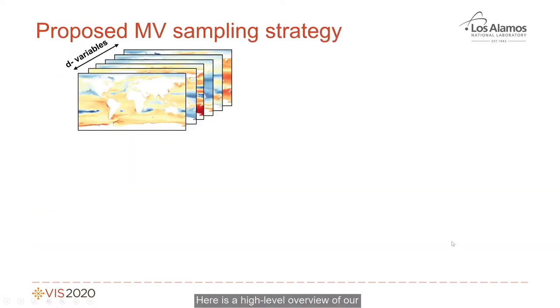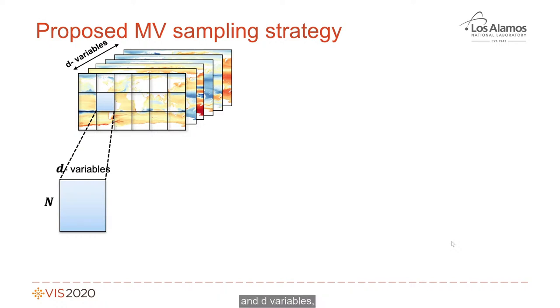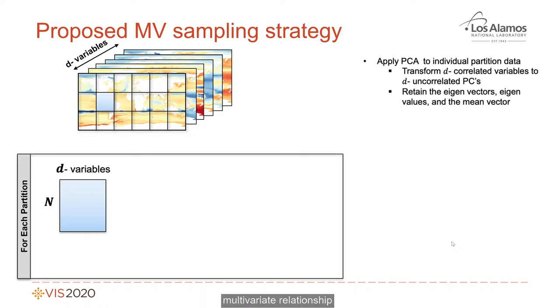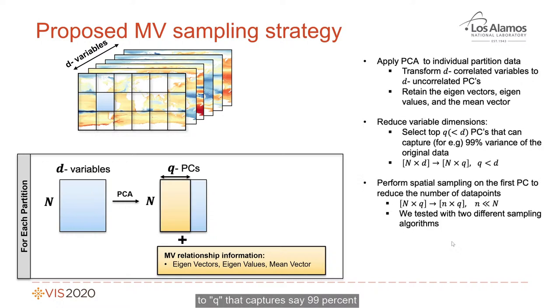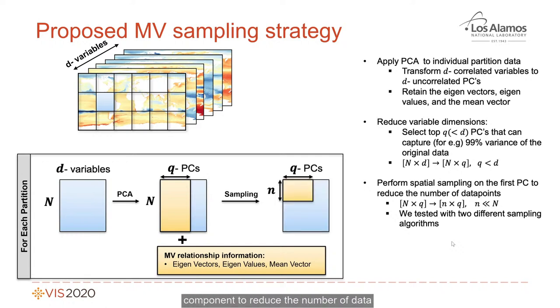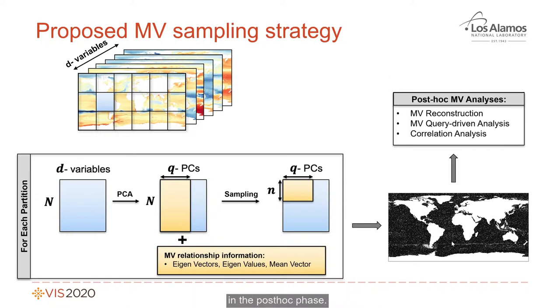Here is a high-level overview of our proposed strategy. After partitioning the spatial domain, for each partition with, say, big N data points and D variables, we first apply PCA to capture the multivariate relationship in the form of its eigenvectors, eigenvalues, and the mean vector, and then proceed to reduce the variable dimensions to Q, that captures, say, 99% variance in the data. Next, we apply sampling algorithms on the field of the first principal component to reduce the number of data points from big N to small n. The final sample data can be used to perform different multivariate analysis in the post-hoc phase.